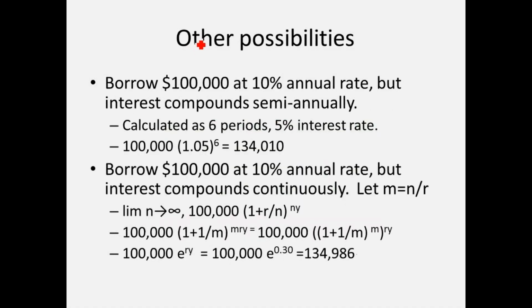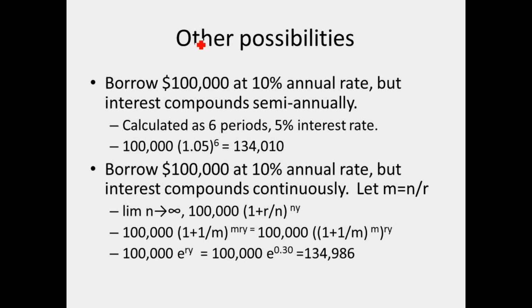Okay. Let me add to that. If you were to borrow $100,000 at 10% annual rate, but the interest actually compounds every 6 months, then you would be paying more. Effectively you're borrowing $5,000 more after 6 months, then another 5, and you have to constantly pay interest on whatever the loan outstanding is. The loan is bigger sooner, and so you have to pay more interest.